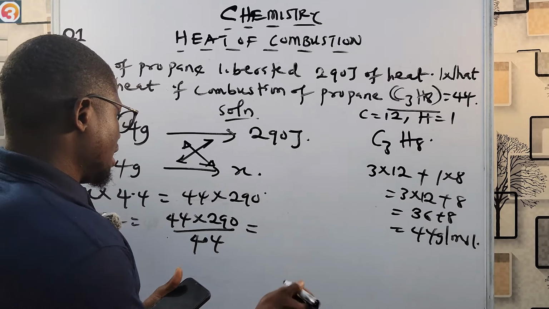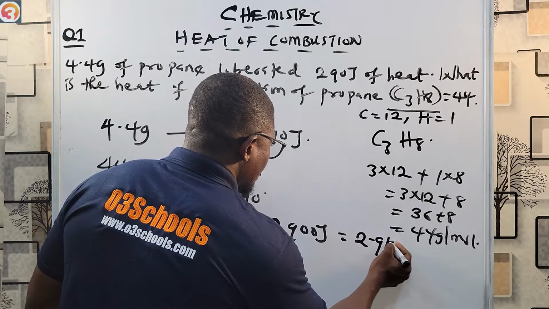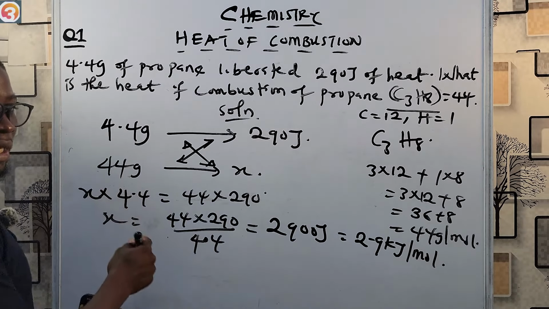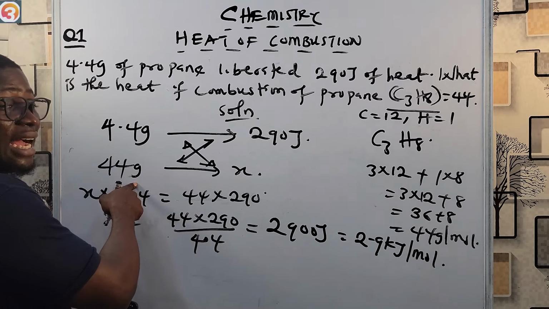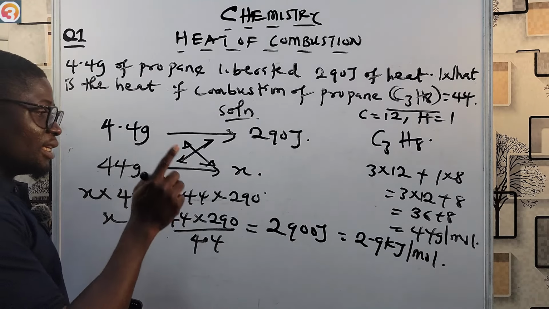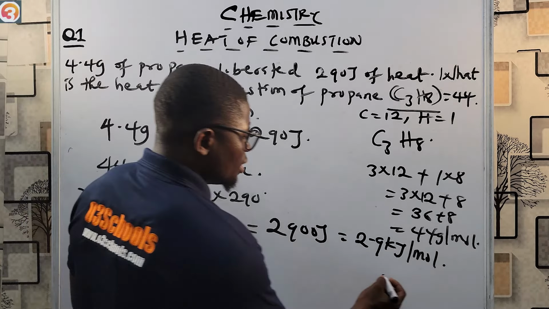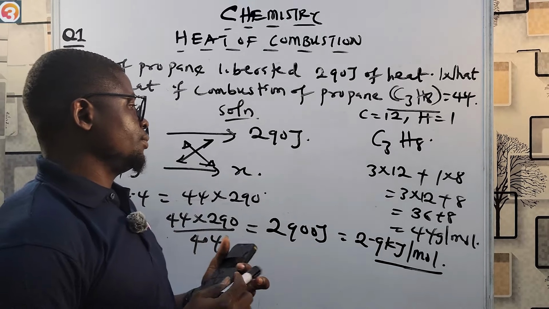4.4. Then you are going to have 2900 joule or 2.9 kilojoule per watt. A mole, okay? Because no, it's 1 mole. 1 mole, that is the same thing as 44 grams. There's 44 grams in 1 mole of propane. So that's our unit here. It's kilojoule per mole, and this is the unit for heat of combustion. So that is the first question.